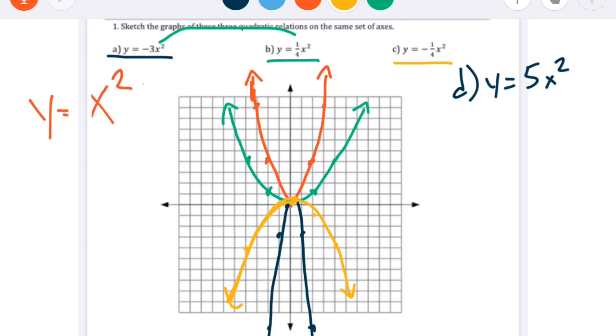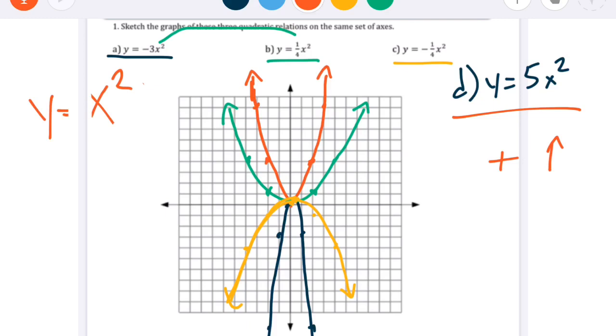And I just wanted to include one more. I'm not going to graph it, but I just want you, if you want to pause the video and think about what y equals 5x squared is going to look like. So D, what is that going to look like? Well, if it has a slope of 5, first of all, 5 is positive, so we know it's going to open up. And a slope of 5, that would be the steepest one on this graph.